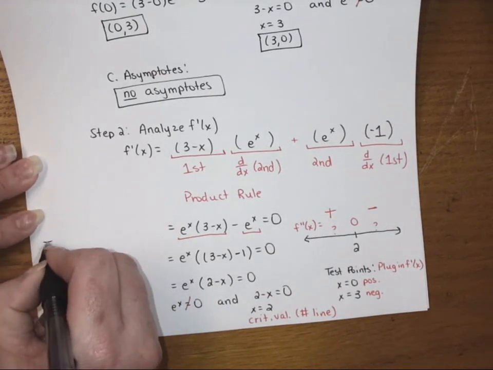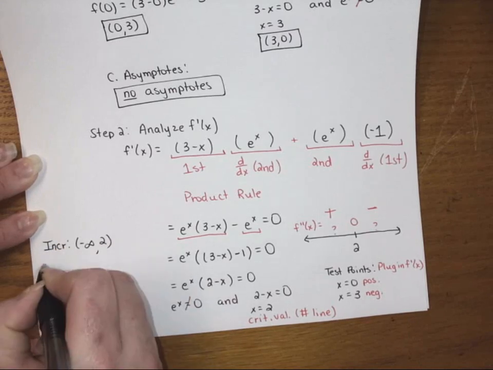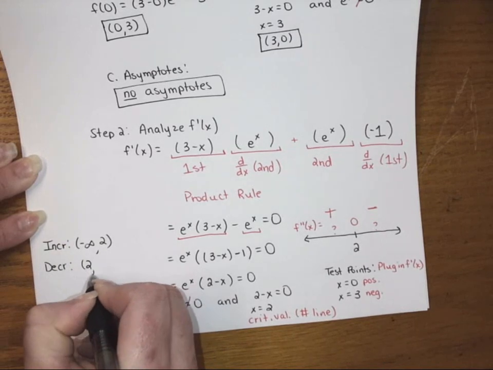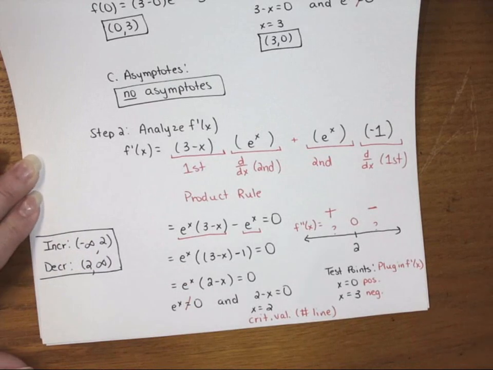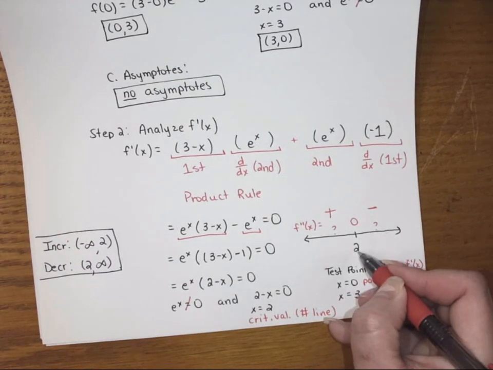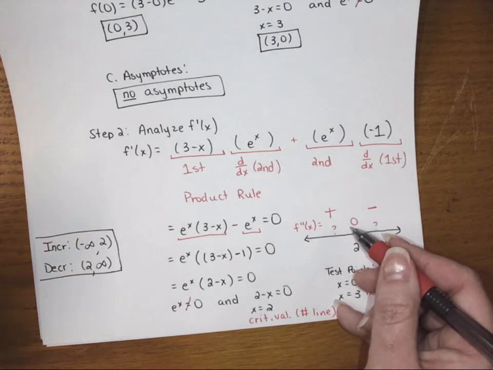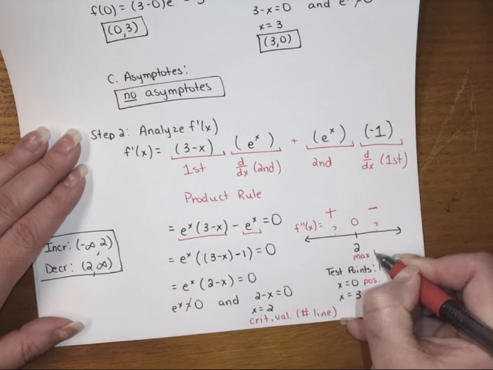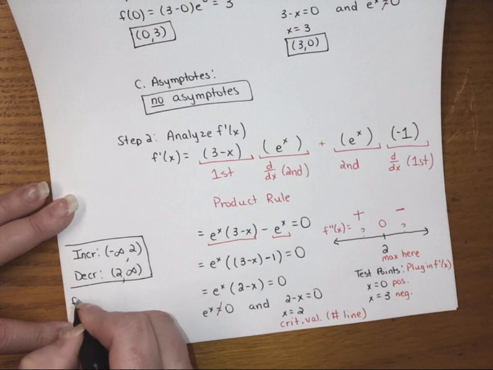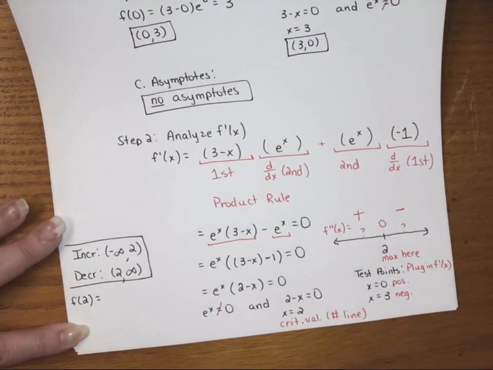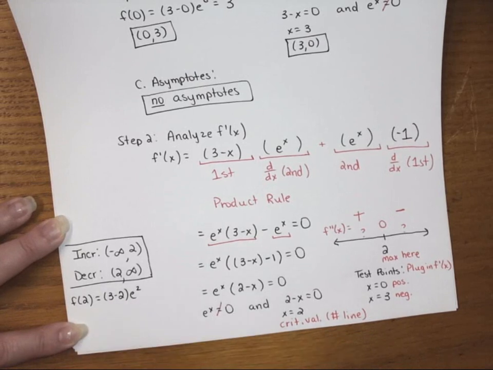So we have part of what step 2 tells us. We know that we are increasing from negative infinity to 2, and then we are decreasing from 2 to infinity. We also know that there's some sort of extrema where I'm pointing with my pen. Notice we change from positive to negative, from increasing to decreasing, which means there's a max right here. So all we need to do is figure out what that max point is. We are going to need to do f of 2. Remember, to find the y, you always plug it back into the original. So we're going to do 3 minus 2 in parentheses, and then times e to the 2.